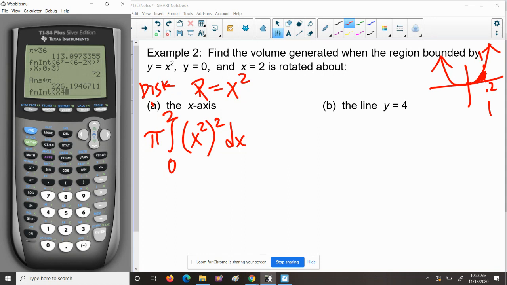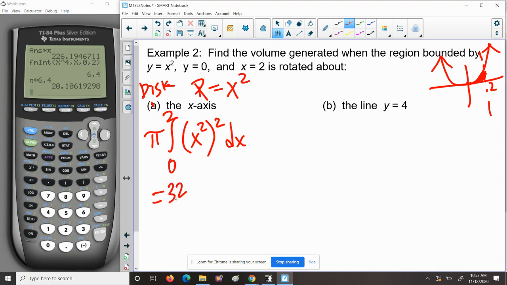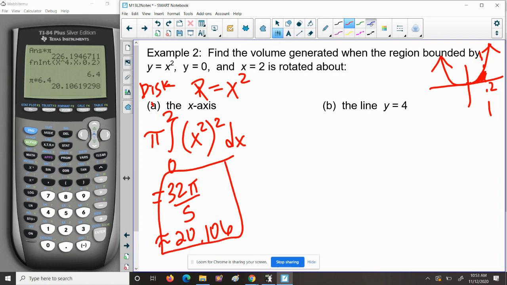We could go ahead and just put it in as x to the 4th, save a little bit of time. And then comma x, comma 0, comma 2. So that's 6.4 pi. 6.4, of course, is 32 over 5. So we could call this 32 pi over 5, or as a decimal, 20.106. Now let's take a look at part B.